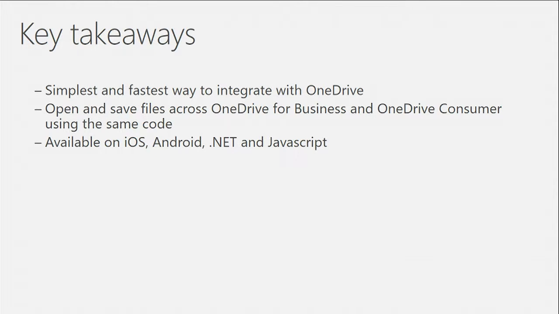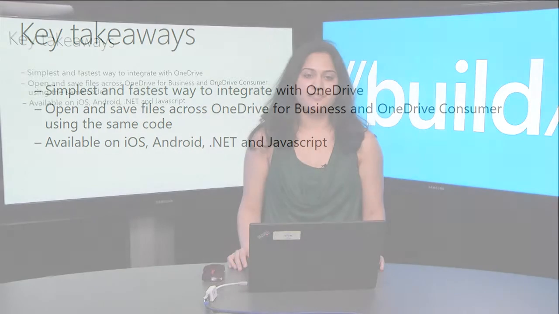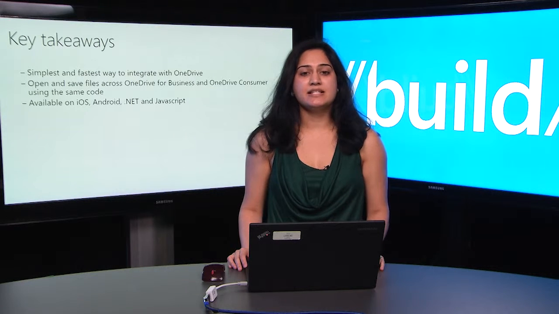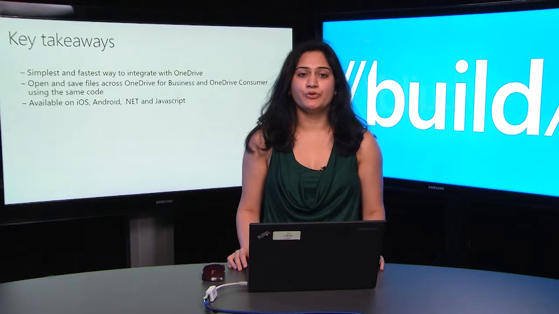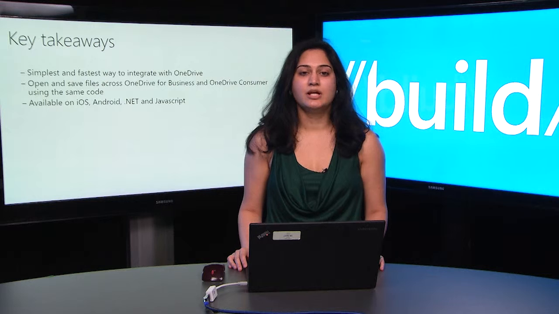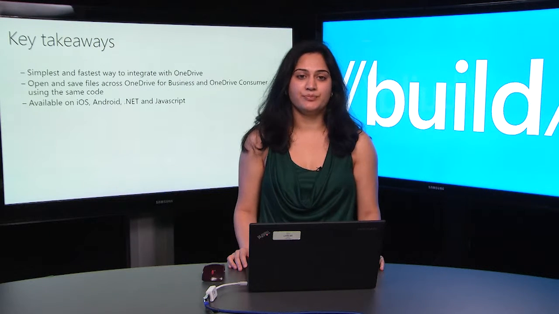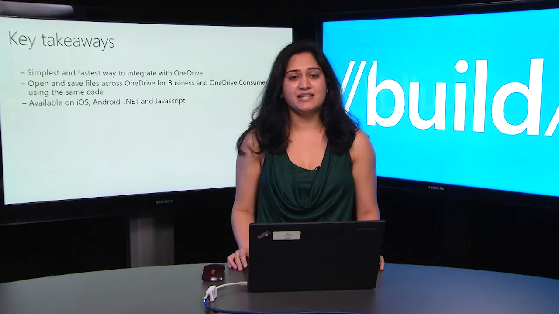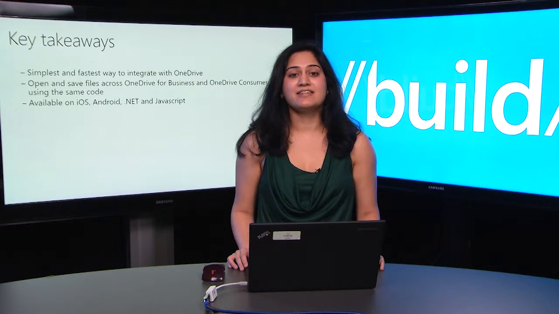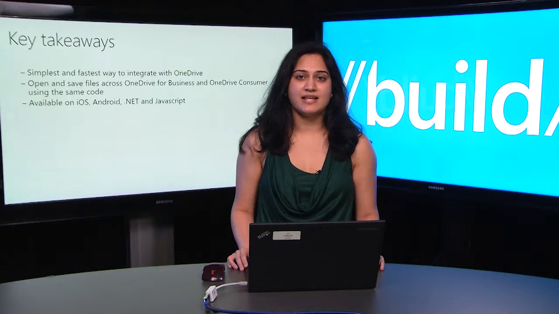The key points that I would like you to take away are: the Picker SDK is the simplest and fastest way to integrate with OneDrive. It handles authentication for you and lets you easily open and save files. Secondly, this SDK works for files across both OneDrive for Business and Consumer. This means that you as a developer don't need to handle these cases separately. Finally, I showed you an example using the JavaScript picker, and a similar picker is available for iOS, Android and Windows devices.